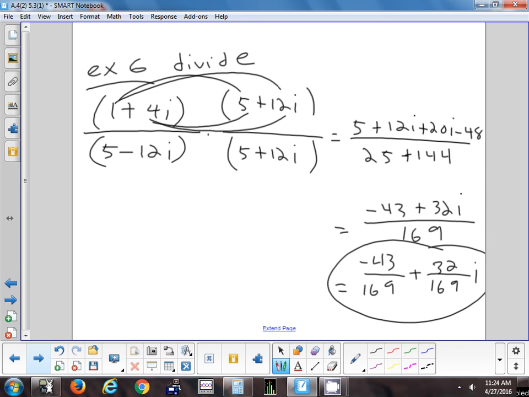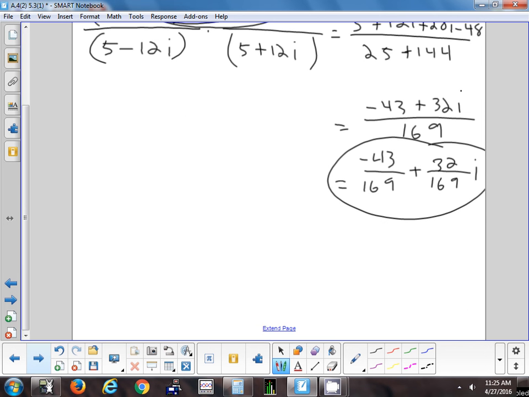And that's it. If you ever ended up with something like this, you can reduce these fractions. Okay? So if you end up with a common factor in the top and the bottom, I would like you to just write it as 1/5 plus 1/5. Okay, just the way that one comes out. So if you can, always reduce. Okay, questions on multiplying or dividing complex numbers?